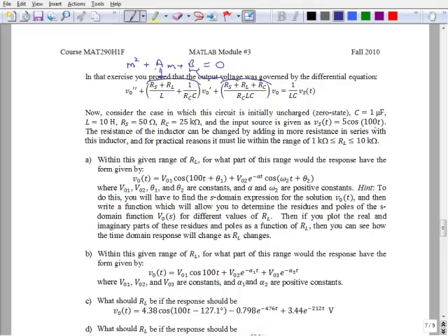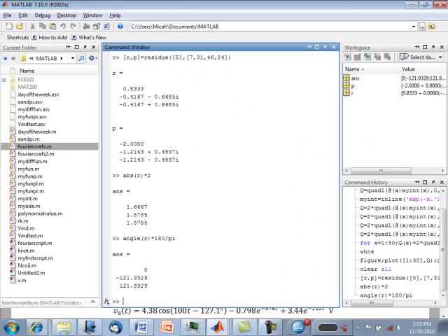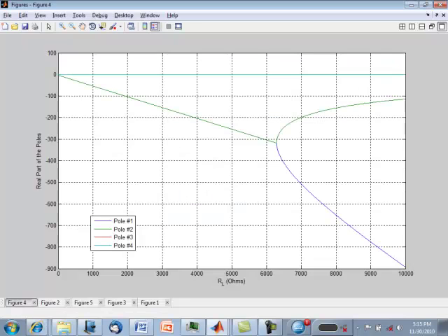So we get these 4 poles, and as R varies from 1,000 to 10,000, we can see how the real part of these poles changes. For pole number 4, you can see the real part is always 0. Poles 4 and 3 are overlapping, and the real part is always 0. Then poles 1 and 2 overlap for this first part, and at this point, just over 6,000, they begin to split off.